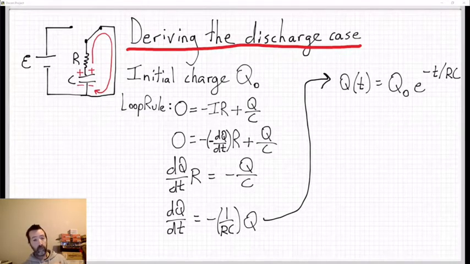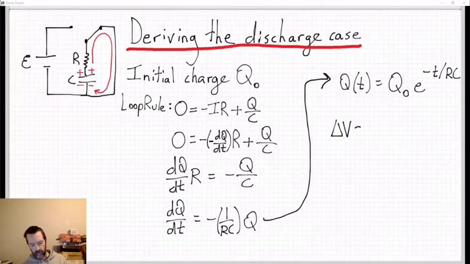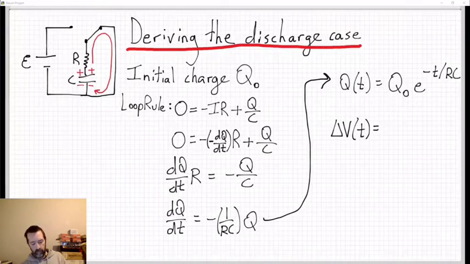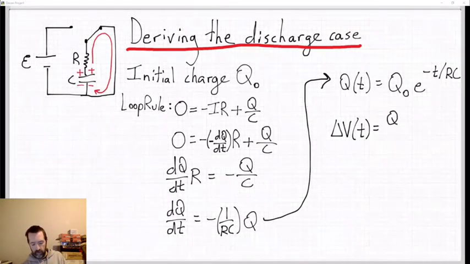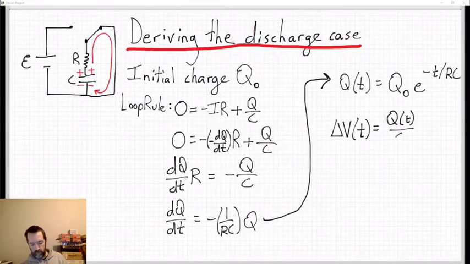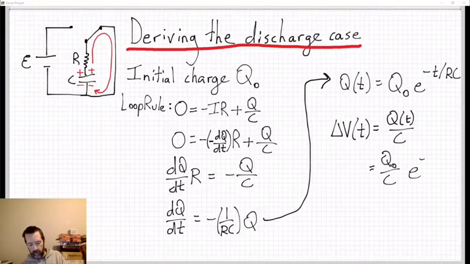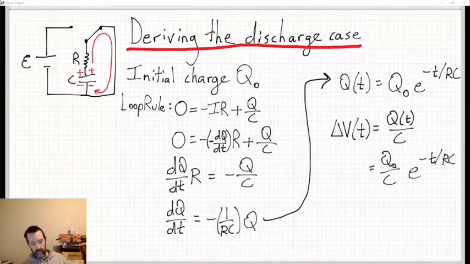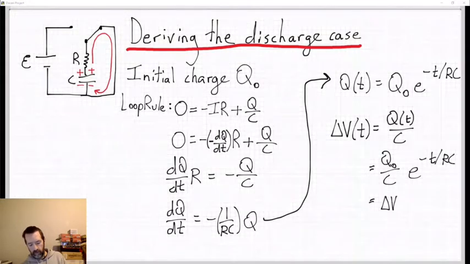Now, having figured out q of t, I could figure out some other stuff too, like the potential difference. I should write of t. The potential difference of the capacitor as a function of time should be q of t over c. So that means delta v as a function of time, it's going to be q naught over c times e to the negative t over rc. And q naught over c I could also write as delta v naught, if I felt like it.